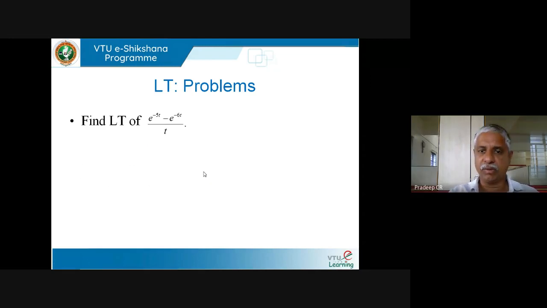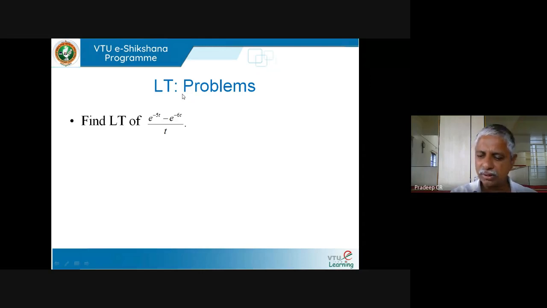And now let us see one more horrendous creature like this. This is (e power minus 5t minus e power minus 6t) by t. First attempt could be, let me try e power minus 5t by t minus e power minus 6t by t. But it won't help you much, because anyway you have to integrate twice. First, you will have to integrate Laplace of e power minus 5t, and then integrate Laplace of e power minus 6t and take the difference of the two, both from s to infinity.